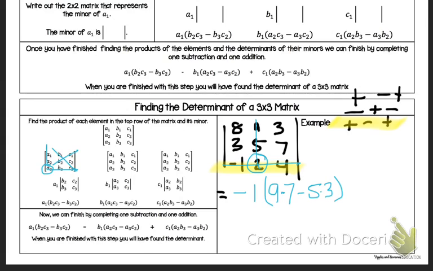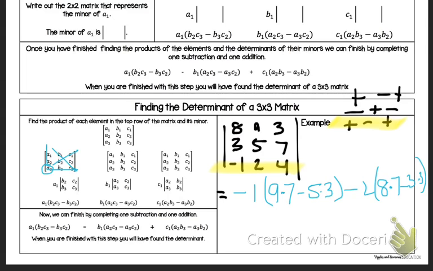Okay, and then next we go to the 2. We cross out these. So that's going to be 2, and actually it's a negative because of the minus right here. Okay, so it's going to be minus 2, and then in parentheses that would be 8 times 7 minus 3 times 3.